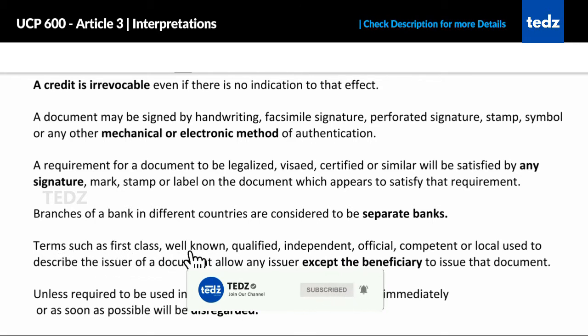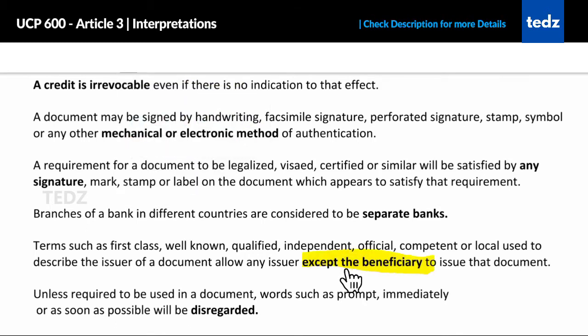So when a document says it should be issued by a first class or well-known, qualified, independent, official, competent and local party, when these words are used to issue a document, in that case the beneficiary is not capable of issuing the document. For example, when the LC calls for a first class inspection certificate, in that case a third party can issue the certificate, not the beneficiary.